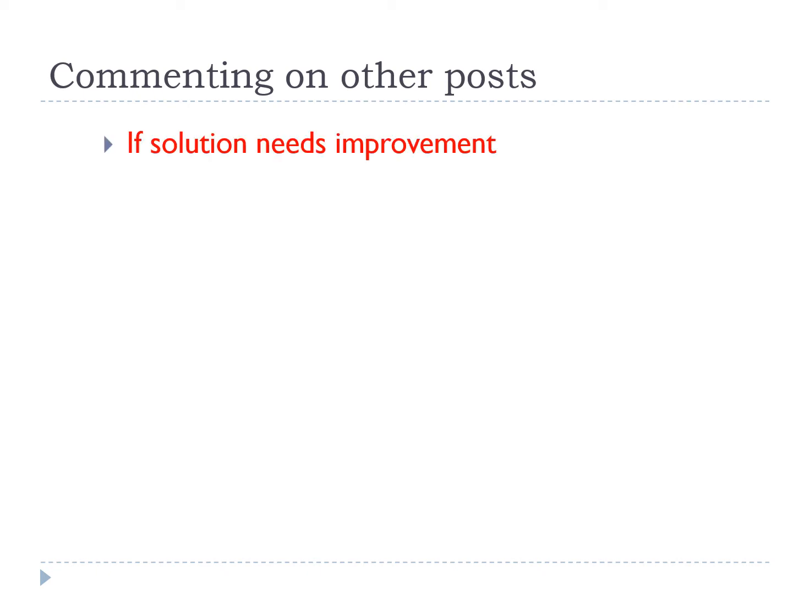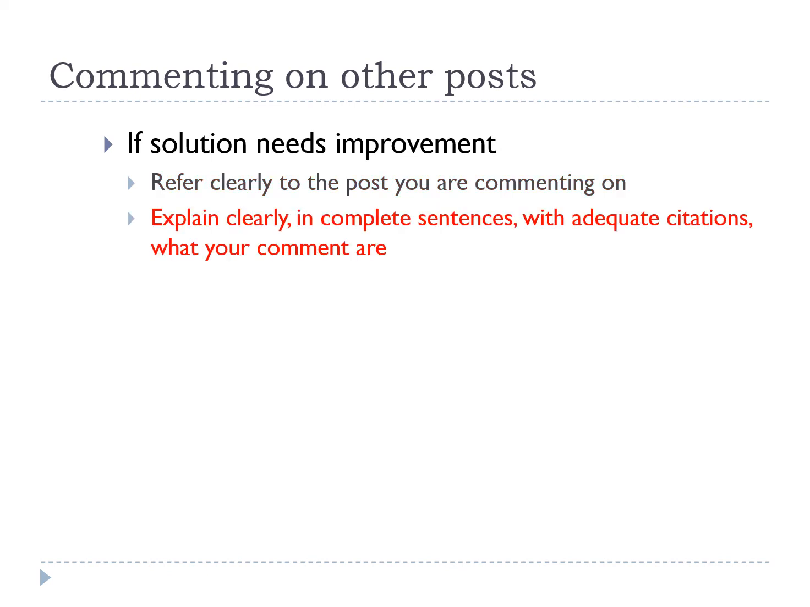If a solution needs improvement, such as correction of some points, then here's what you do. First, refer clearly to the solution you are commenting on by referring to the student's name and by referring clearly to that part of the solution you are commenting upon. Then clearly explain what needs improvement, clarification, or elaboration in the solution, and how you would change it. You need to provide proper authorities and your rationale. Use complete sentences, good grammar, and good organization, just as you would in your own solution.